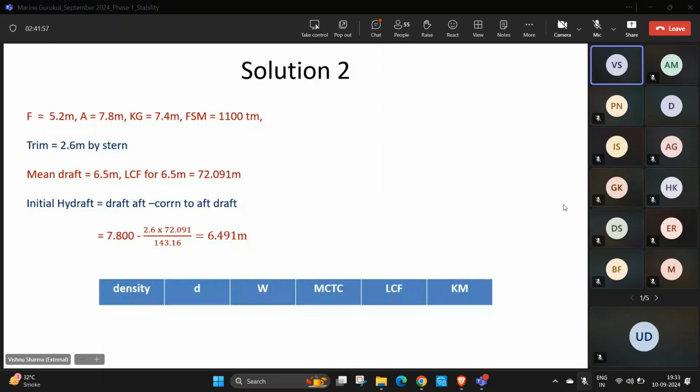That will keep lying. That's no crime done. So please interpolate these: displacement, MCTC, LCF, and KM. KM is for part 3. KM is for part 3 of the question, beta. That has nothing to do with part 1 and 2. So let's first finish part 1 and 2.